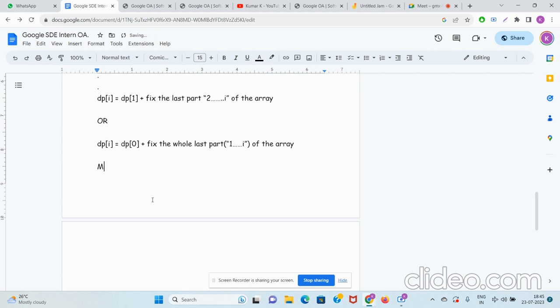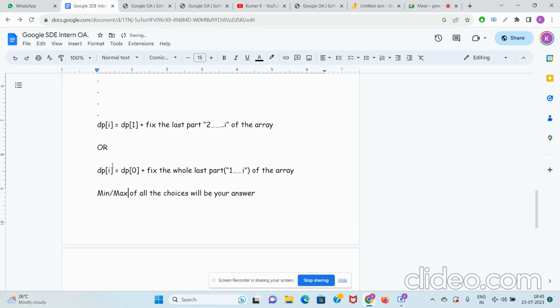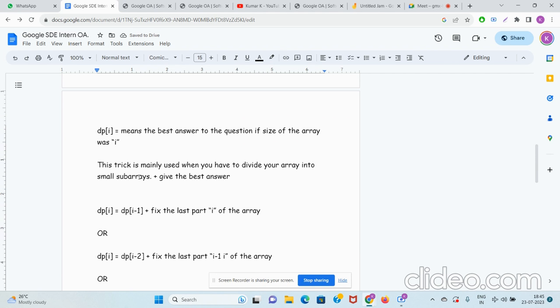Maximum or minimum of all the choices will be your answer. Clear guys? Always remember, this is the general dp partition trick. You have to use this whenever the question is telling you to divide the array into subarrays and give the best possible answer, or you will have to analyze if they are trying to tell you to divide into subarrays. You have to read, you have to analyze, you have to use your own brain.